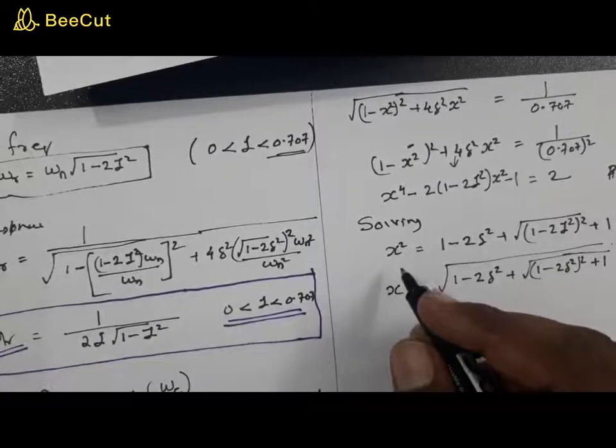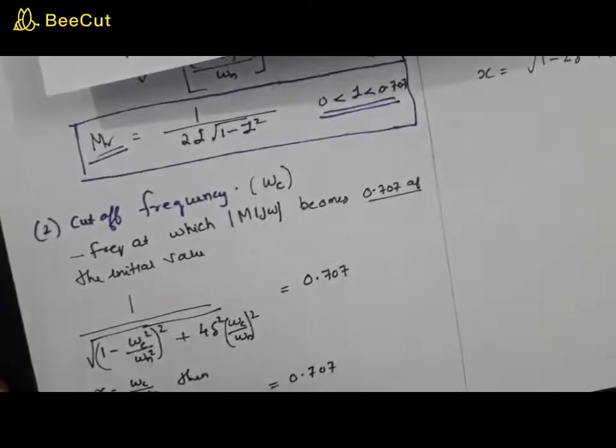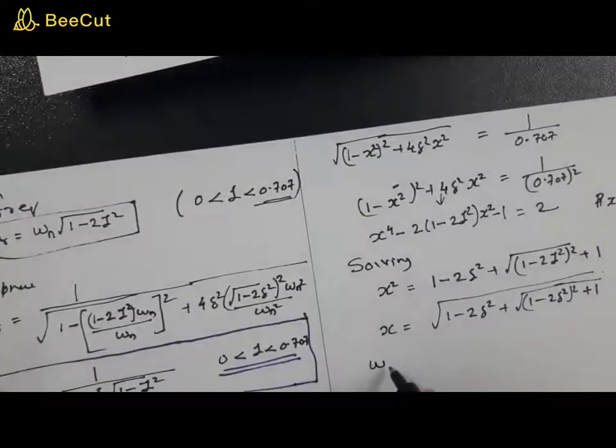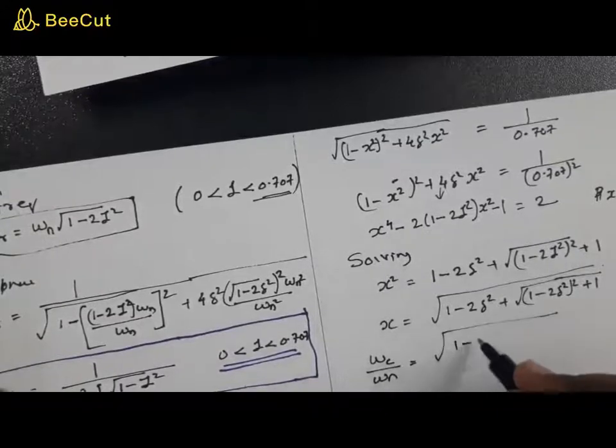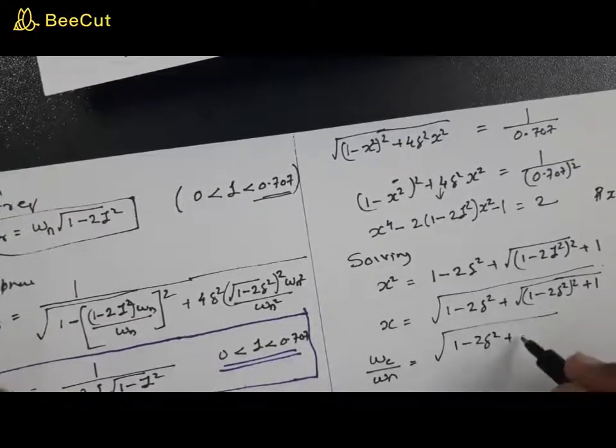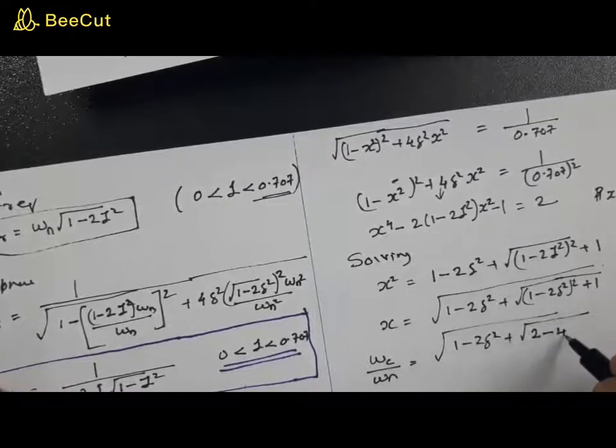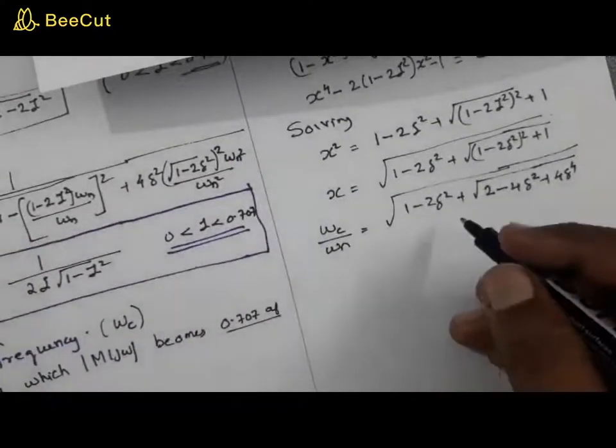Now what is this x? x is defined to be omega c by omega n. So substituting that, omega c by omega n is equal to root of 1 minus 2 zeta square plus root of, you can expand this and you will be getting the final equation as 4 zeta square plus 4, this is minus, plus 4 zeta raised to 4. So you'll be getting an expression like this.